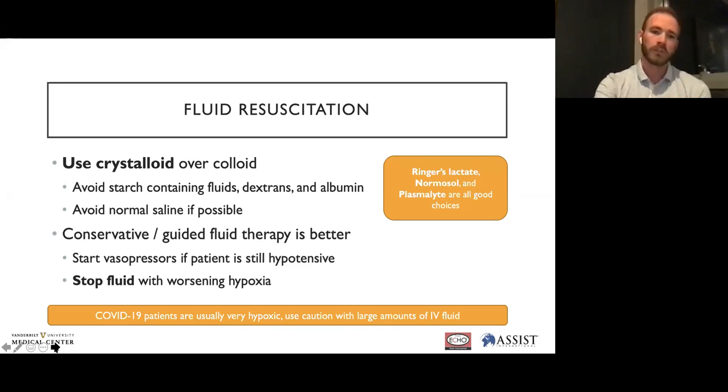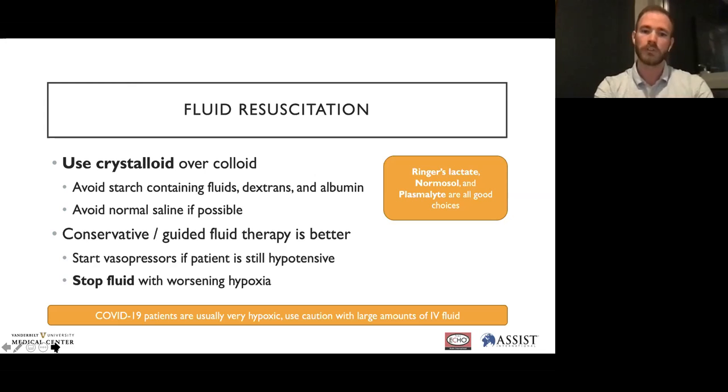Additionally, while treating these patients with fluid boluses, we want to do this through a guided approach, whether that's through a physical exam or some other method that you have available at your institution. Starting off with a conservative approach is best. This is due to the fact that too much fluid could worsen the patient's already hypoxic state, and it could potentially lead to decreased perfusion pressure to vital organs throughout the body.